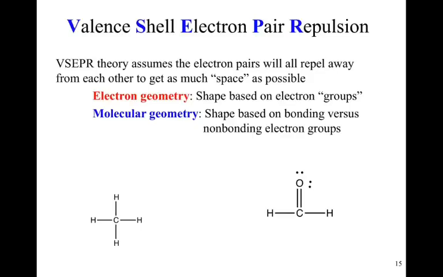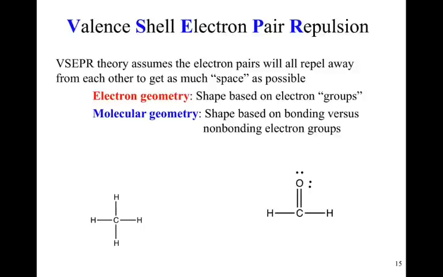We want to get into a new theory now, which is valence shell electron pair repulsion, okay, also known as VSEPR. It makes an assumption that the electron pairs will repel away from each other to get as much three-dimensional space as possible, which makes sense. You're taking similar charges and bringing them near each other, much like the north end of a magnet and the north end of a magnet.